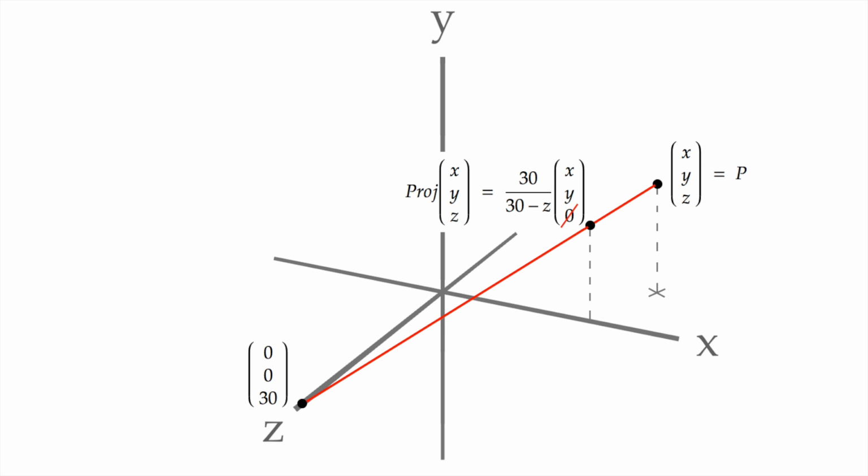Now all that's left to do is drop the 0. Yep, we just get rid of it. 30 over 30 minus z times xy. And we are back in 2 dimensions again. Back in 2D. Nice, that's it.